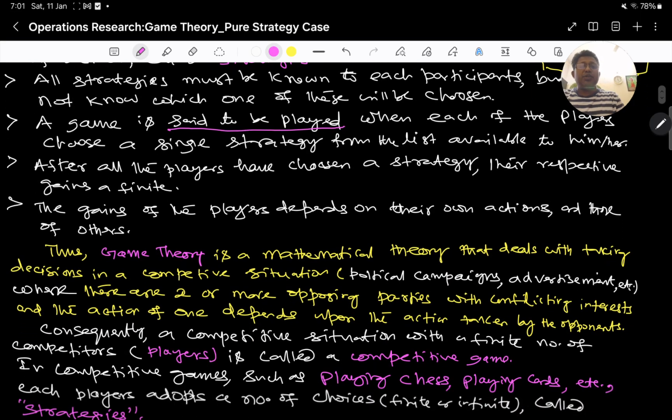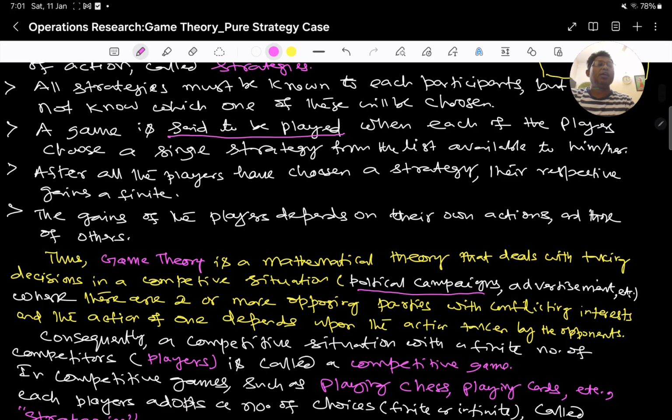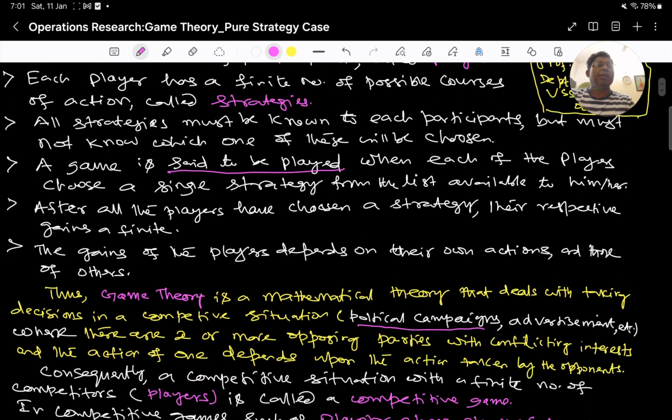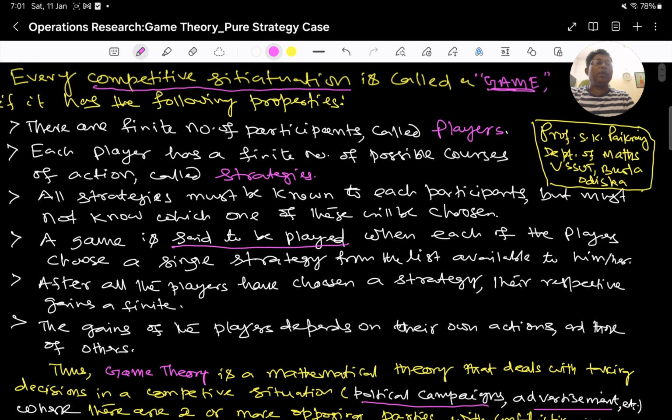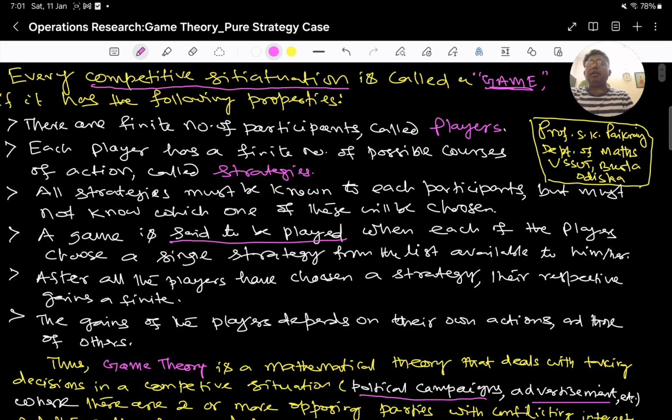Suppose the political campaigns by the political parties during election, it is also a game. Advertisements by the different firms for different items is also a competitive situation, and it is also a game. So what is a game? Every competitive situation is a game.